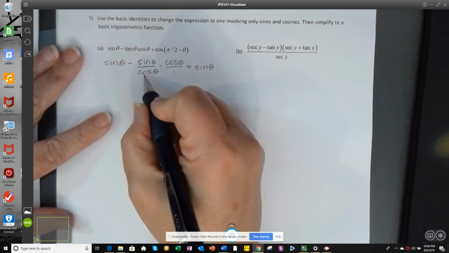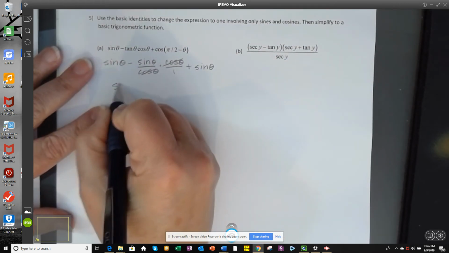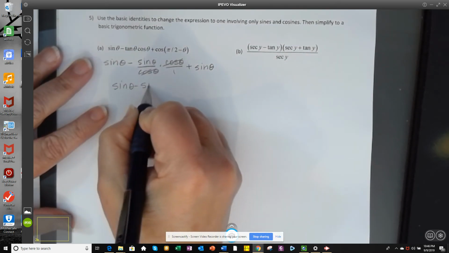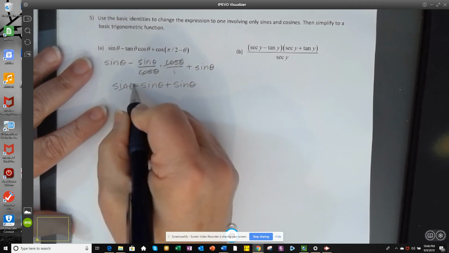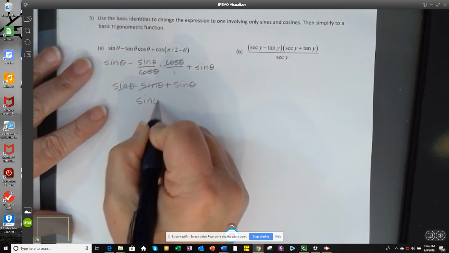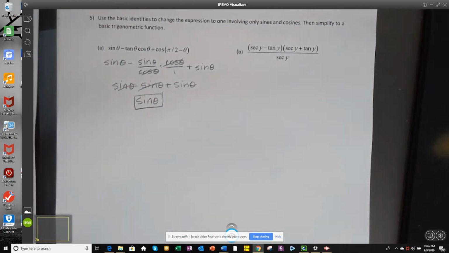Okay, and then these two cancel, and I'm left with sine theta minus sine theta plus sine theta, which gives me just 1 sine theta. And so there's my simplified expression. Tricky, but we did it.